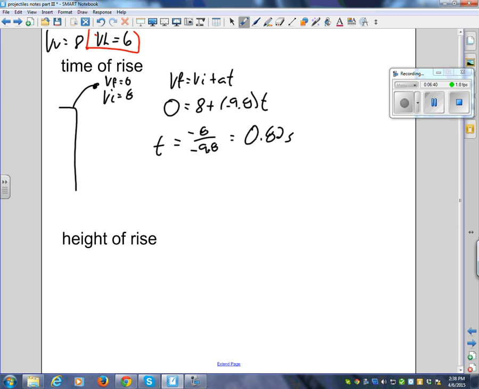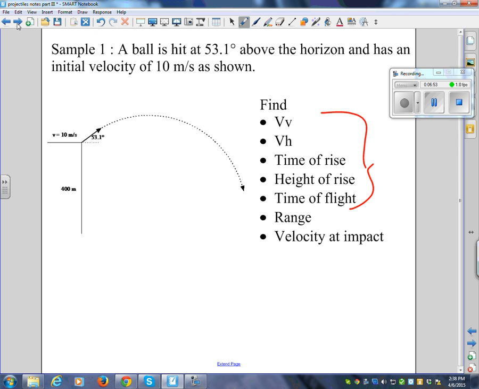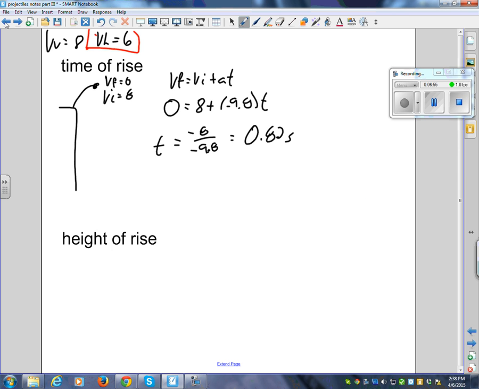How high does it go above the height of the cliff? At peak, how high is it? Do we know how tall this cliff is? 400. It's a little high at the start, a little higher than I need to.